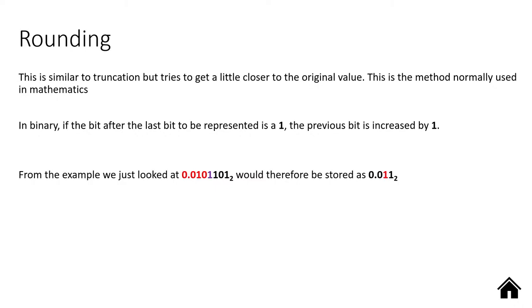For example, we just looked at this number here. It would be stored as 0.011. So we're trying to chop here, right? Chop here. If this number is a 1, then you increase this to be a 1. And that's what it means. So if the bit after the last bit to be represented is a 1, then this is going to be a 1. If it's already a 1, you just leave it.